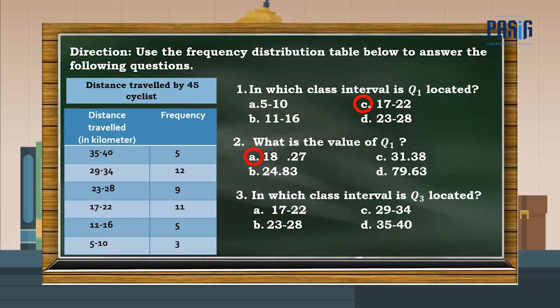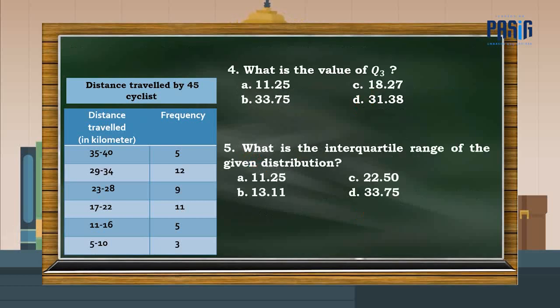Number 3. In which class interval is Q sub 3 located? Yes. The answer is letter C. Number 4. What is the value of Q sub 3? Yes, the answer is letter D. Number 5. What is the interquartile range of the given distribution? The answer is letter B.